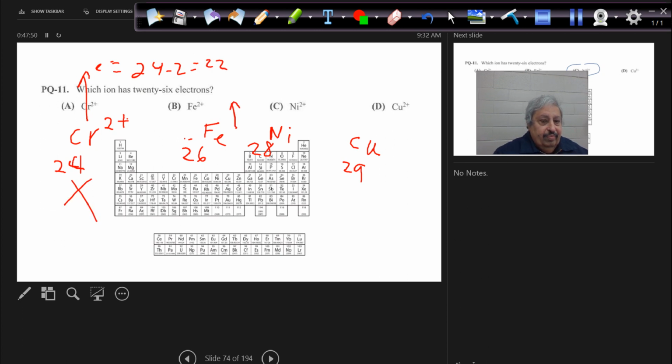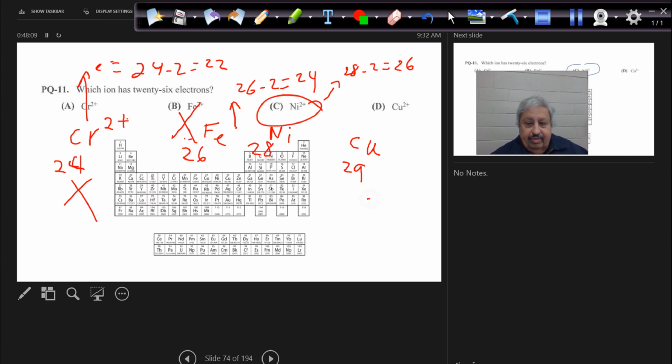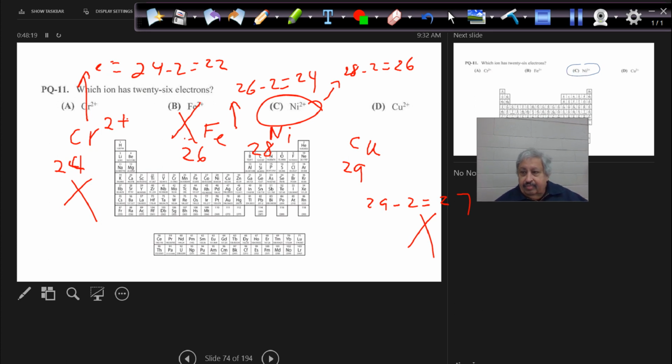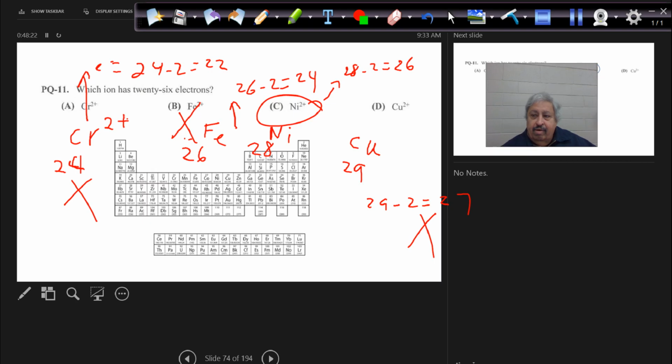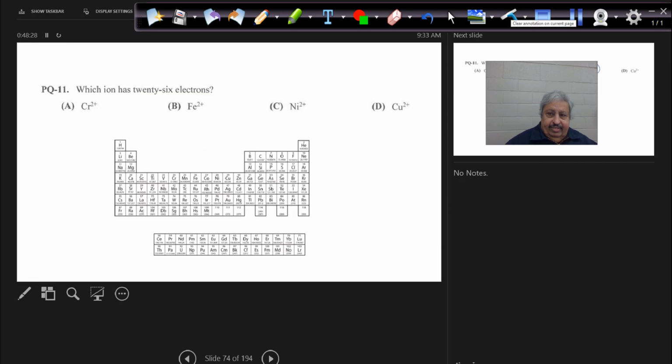How about this one here? 26 minus, this is 2 plus, correct? Will be 24. This one is not. This is 2 plus, 28 minus 2 will be 26. This is correct. How about this one here? 29 minus 2, 27. So this is not. So the answer, if it is 26, will be nickel. Came out correct? Yeah, nickel. The answer is nickel.